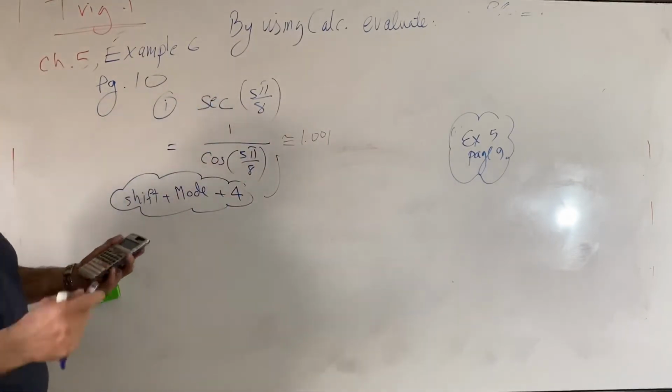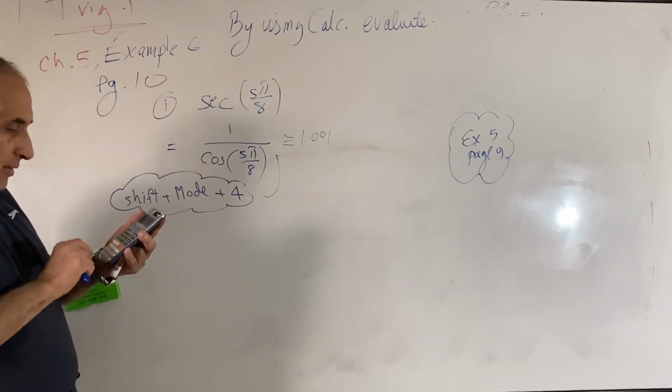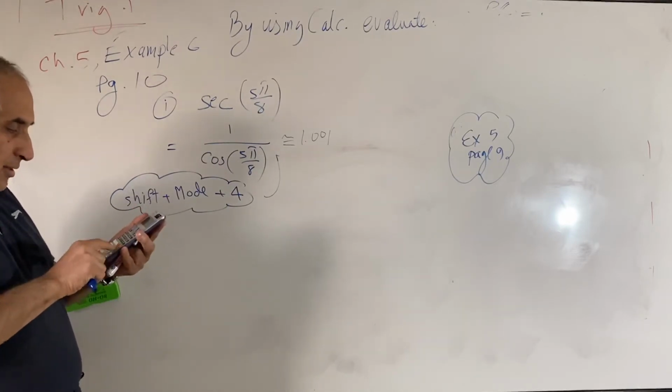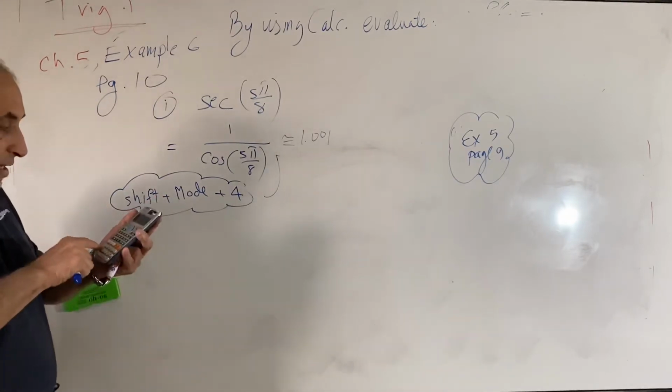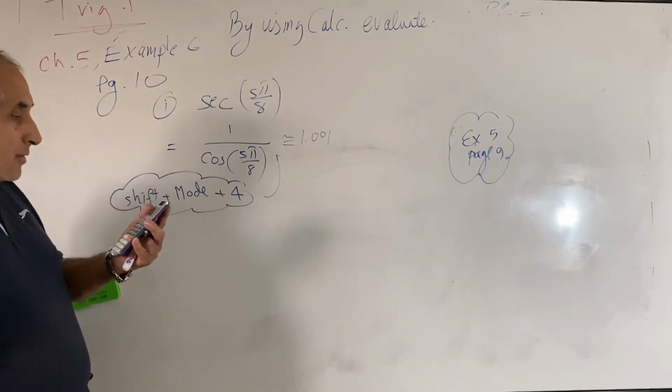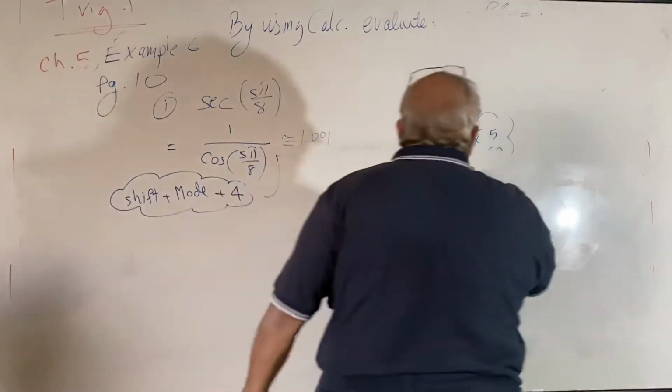Some people could do it differently. How? Take this one first. Take the cosine of the angle, which is 5 pi divided by 8. You got 0.9999. Then 1 divided by the answer, the same thing. Let's take the second example.